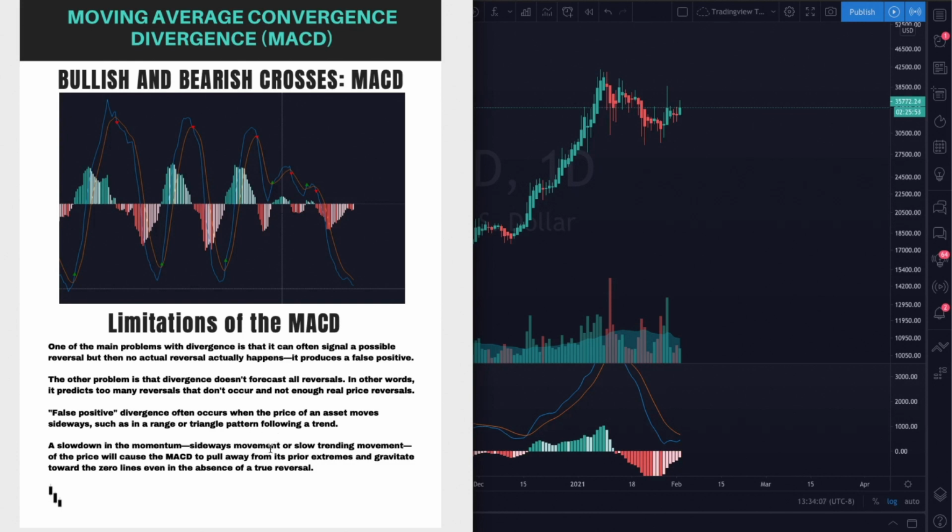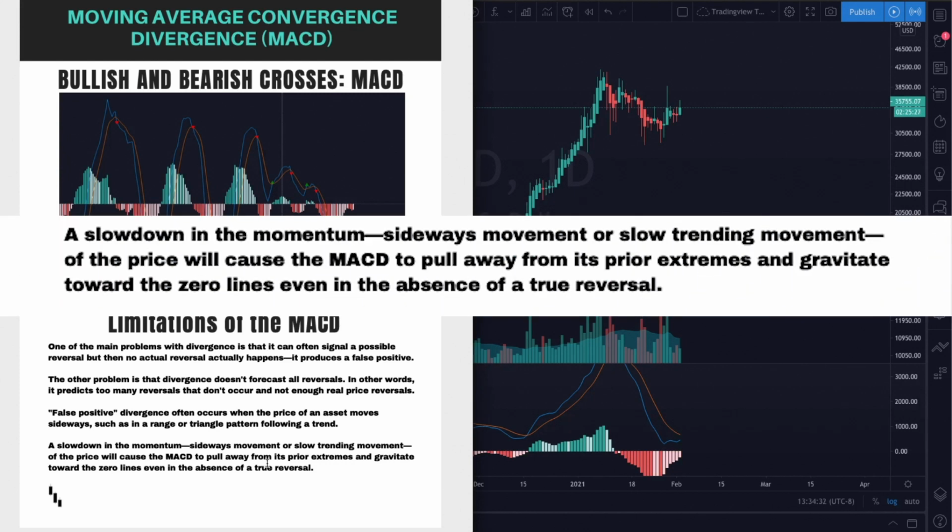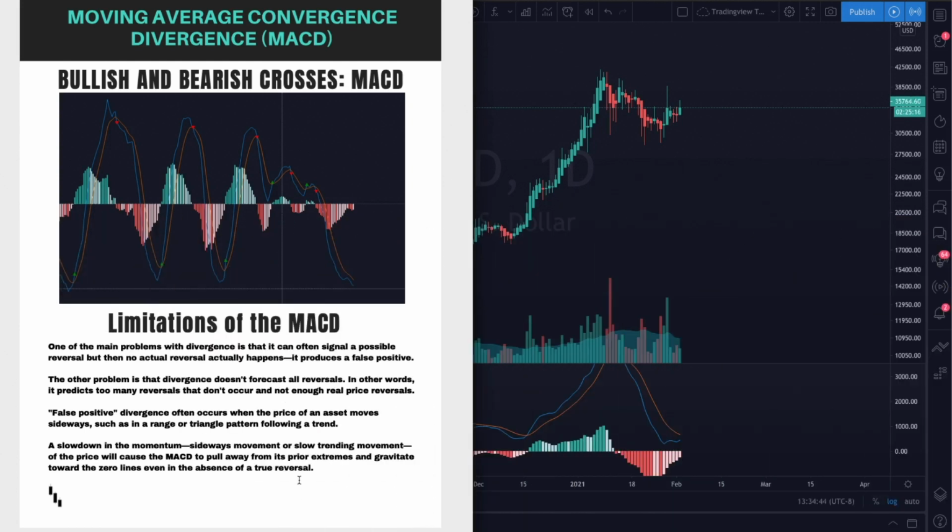Now, the other problem is that divergence doesn't forecast all reversals. In other words, it predicts too many reversals that don't occur and not enough real price reversals that do occur. False positive divergence often occurs when the price of an asset moves sideways, such as in a range or triangle pattern following a trend. A slowdown in the momentum, sideways movement, or slow trending movement of the price will cause the MACD to typically pull away from its prior extremes and gravitate towards the zero lines, even in the absence of a true trend reversal.